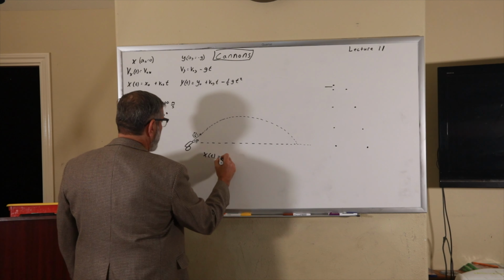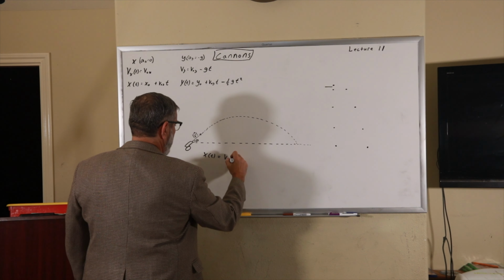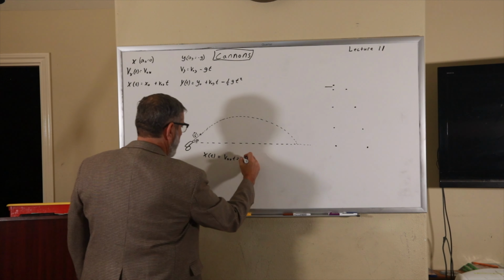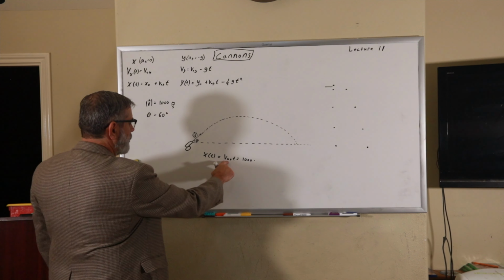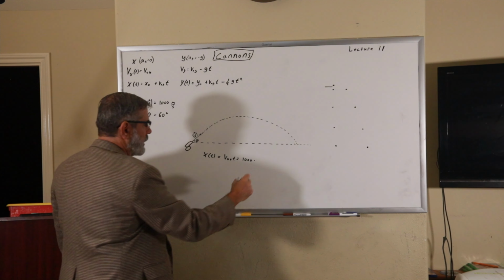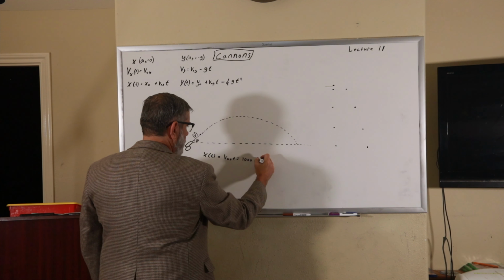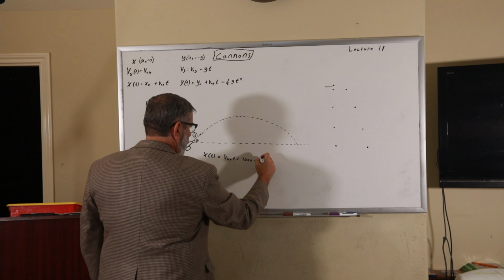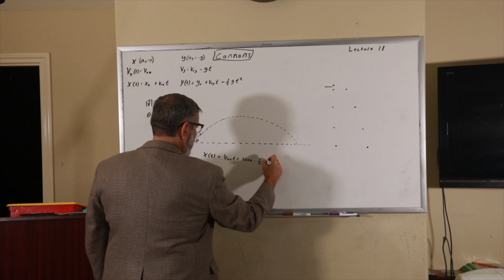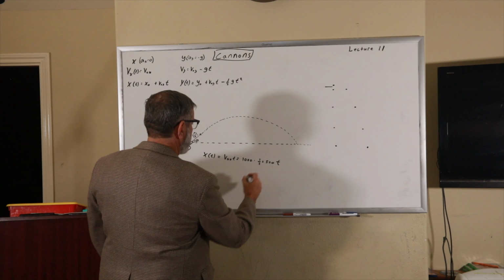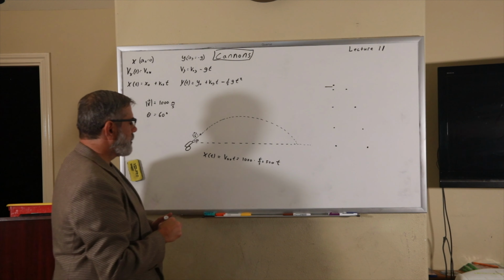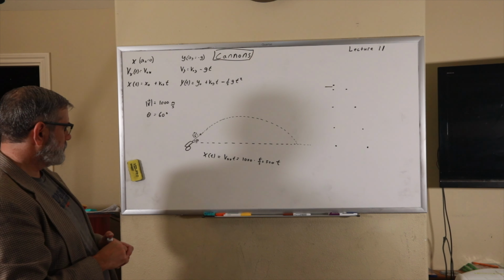Once we've found that time, we can simply substitute it into v naught x times t, which is going to be equal to 1,000 times the x component will be the adjacent, so we'll use the cosine. The cosine of 60 degrees, which is going to be 1 over 2. So that's going to be equal to 500 times the time. Forgot to put a t there. So 500 times the time.